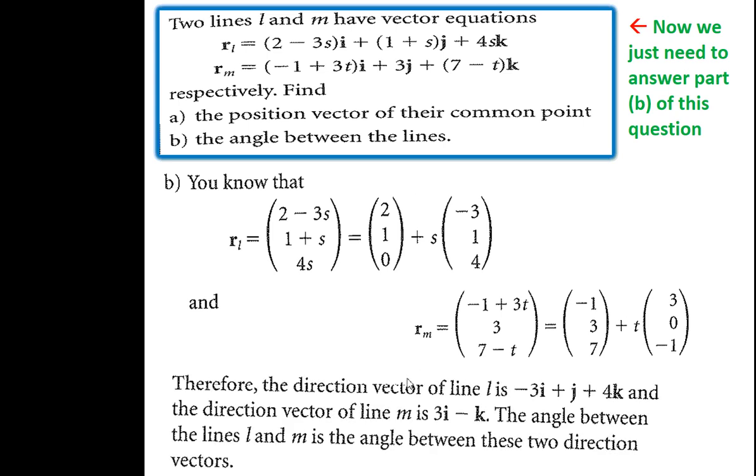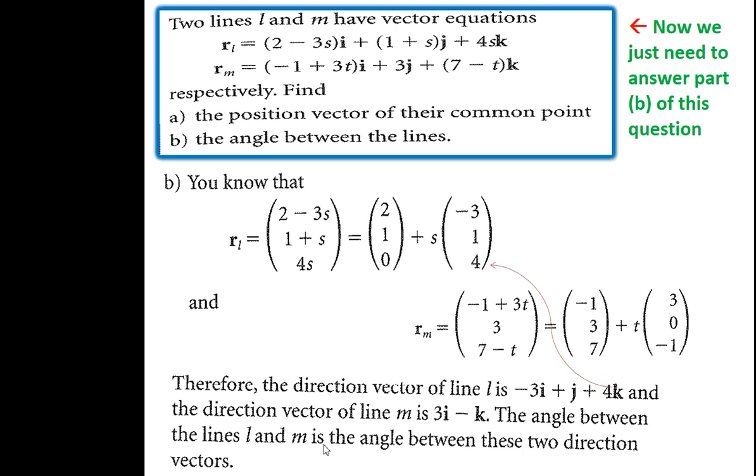Therefore, the direction vector of the line L is -3i plus j plus 4k. Here's the direction vector, because we've got to use the direction vector in order to find the angle between the two. This is the direction vector of this one by definition. So the direction vector of the line L is this one, which came from here, -3, 1, 4. And the direction vector of line M is this one here. That's why I've got 3 minus k, because it's 0j. It's fine if you write 3i plus 0j minus k.